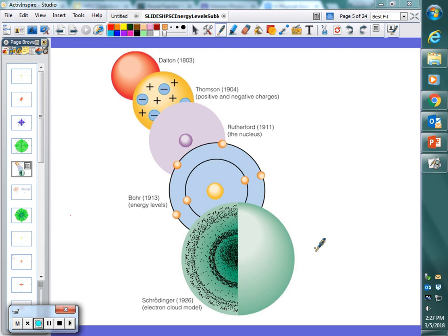Okay? The idea that the amount of energy an electron has determines its location sort of holds true with Schrodinger, but what's different about Schrodinger's model versus Bohr's model? It doesn't have defined spaces. What does it have? Probable locations. What do we call those probable locations? Orbitals. We call those probable places orbitals.